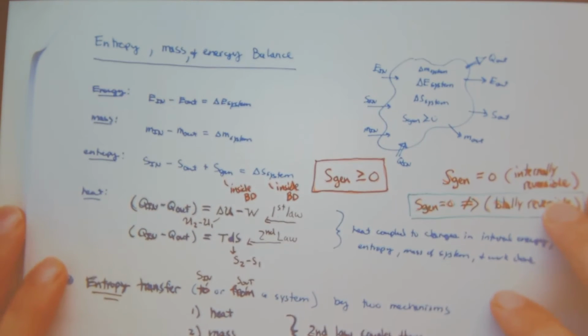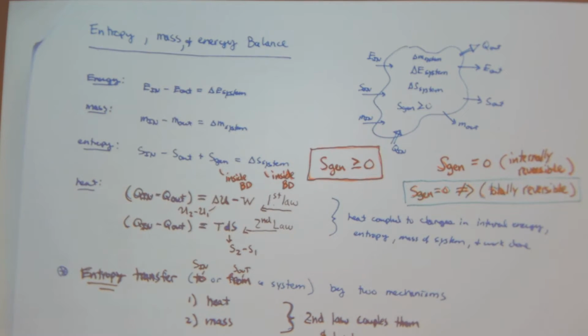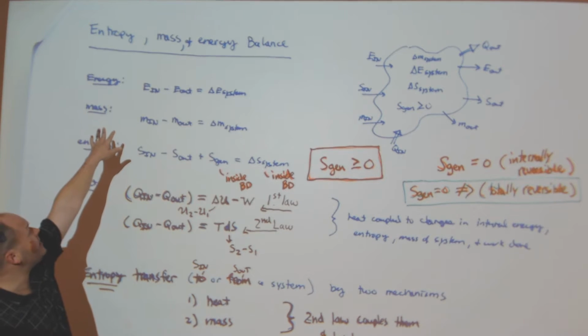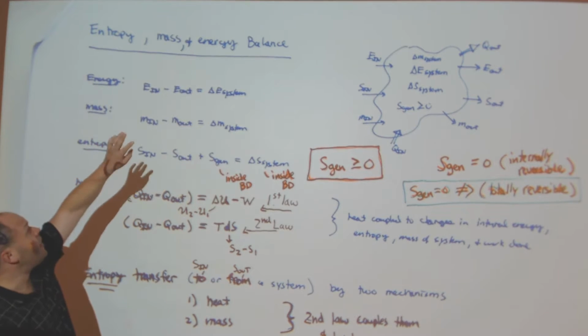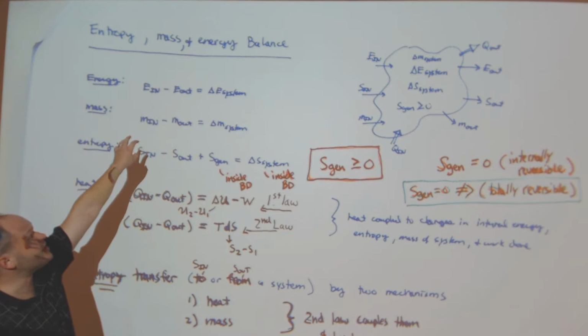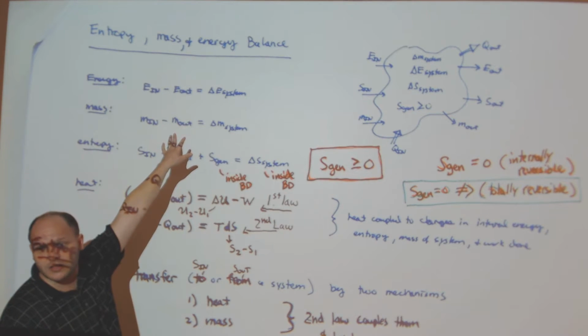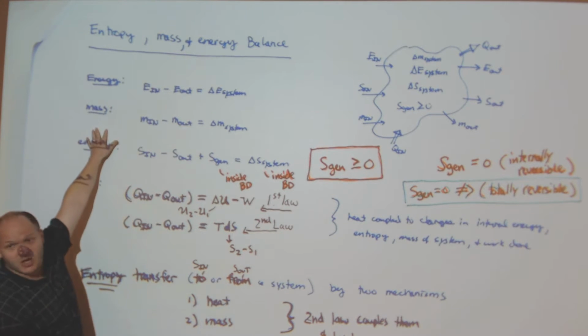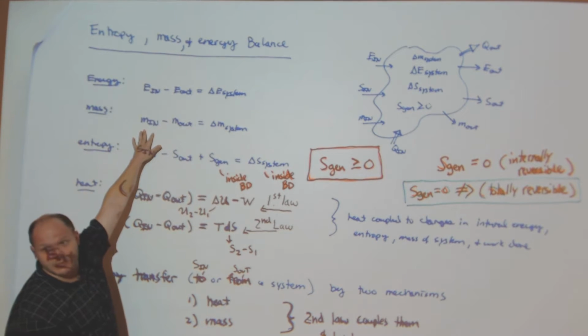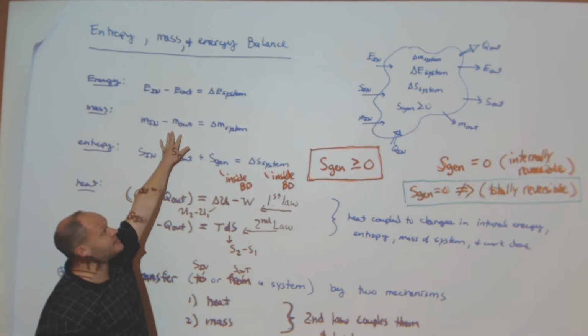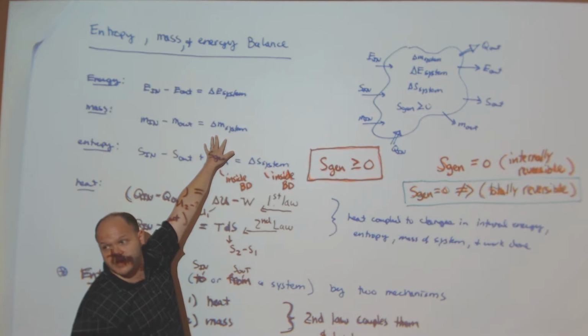And then another key thing is the whole idea of entropy balance. Just like we did the first law, energy balance, all the energy in minus all the energy out is going to equal the change in internal energy in my system. We could do a mass conservation. All the mass entering my system minus all the mass leaving my system is going to equal the change in mass within my system.